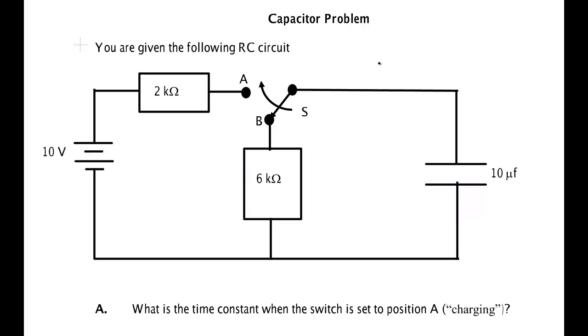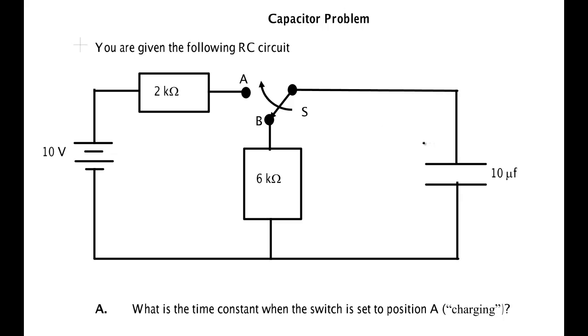In this video we will look at a common standard type of capacitor problem. You're given the following RC circuit. This switch is a 2-pole switch. It's set here at point B, and at point B the capacitor has been discharged, so there's no voltage on the capacitor. Then at some instant, which we'll call 0, the switch is switched from point B to point A, connecting up the battery and beginning to charge the capacitor.